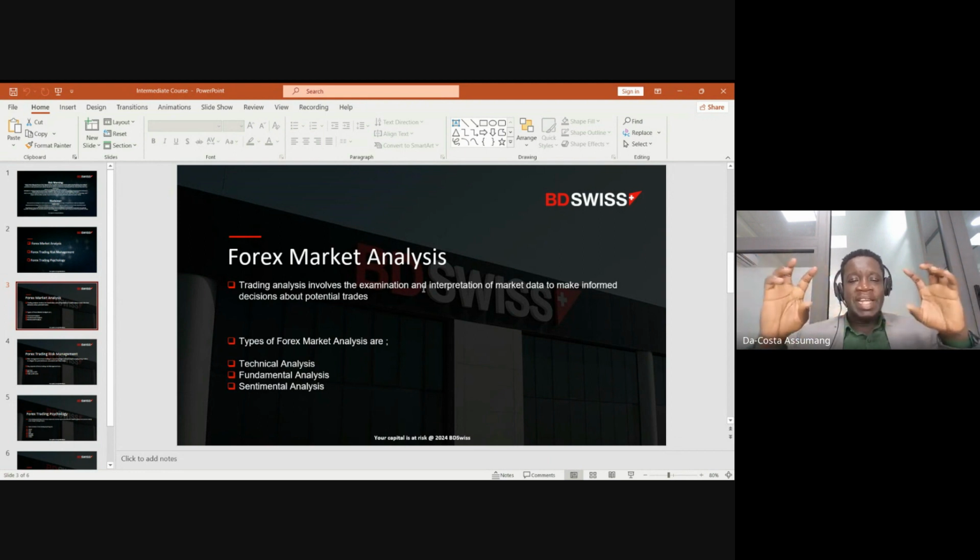Now, under analysis, we have three main types: fundamental analysis, technical analysis, and sentimental analysis. We are going to look at technical analysis first. It's a little bit complex, but it's something that we can all do. Now, when we created the account, you had your logins from the broker that you use. You use those logins to log into the MT4 or MT5 trading platform.